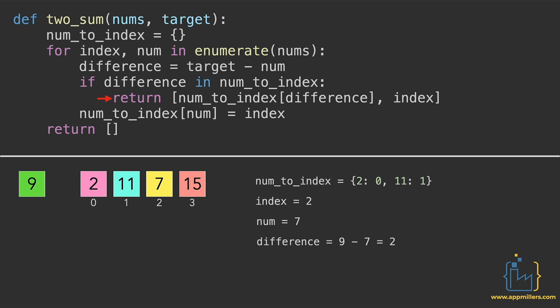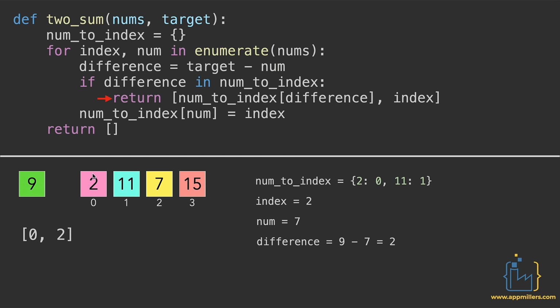So in this case, we're just going to access the number to index dictionary with the key of this difference, which is the number that we have over here, which is 2. And we are going to return the current iteration's index, which is 2 in this case. So if we access this dictionary with the value of 2, the index is 0 and the current index is 2. So that's why the return value is going to be like this, 0 and 2.